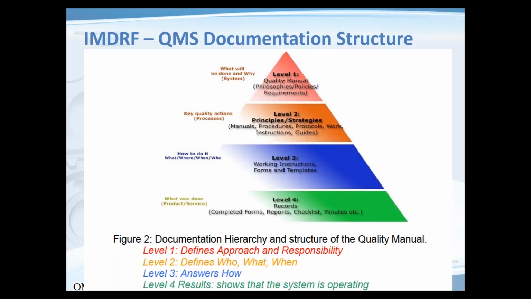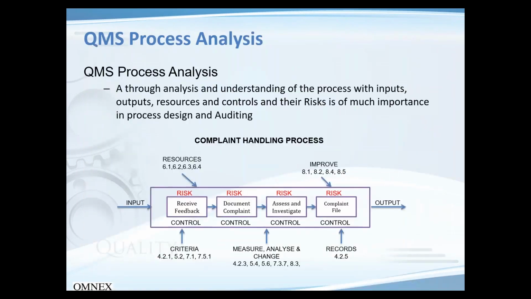Taking a look into the quality management system, IMDRF recommends a level 4 structure for the quality management system, which is very common and very identical to what we are always used to with other medical device or other quality management system documentation structures. They also look into process analysis to see where the risk is. They want to know if there's a risk in any process, any step. They want to identify that, and once we identify the risk, we have to mitigate it.